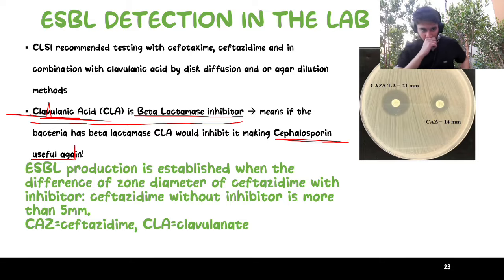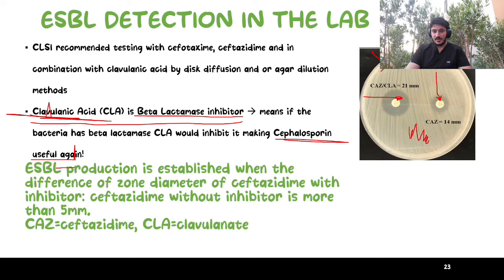Now, what I want you to remember from this slide, and it's really important, and you probably will be asked about it, is how do we know from culture if we have beta-lactamase activity or not? So this is a culture, and this is without clavulanic acid, and this is with clavulanic acid.